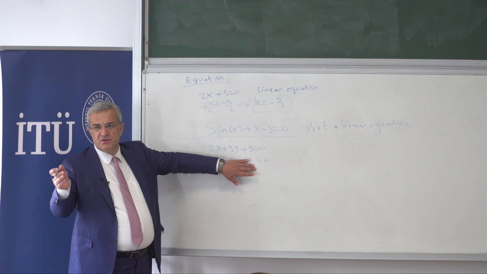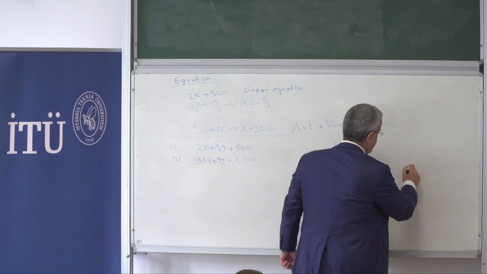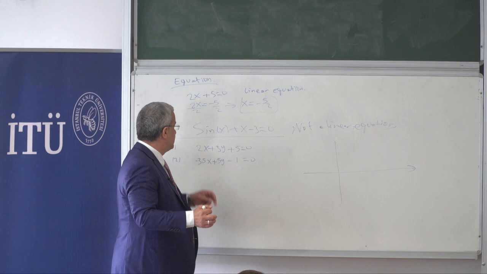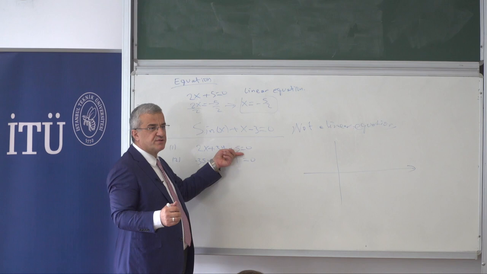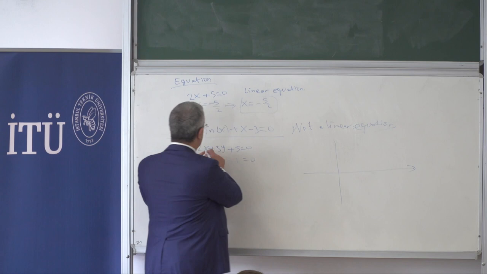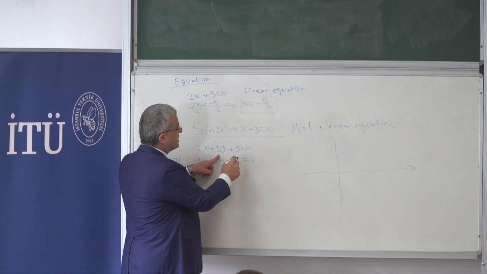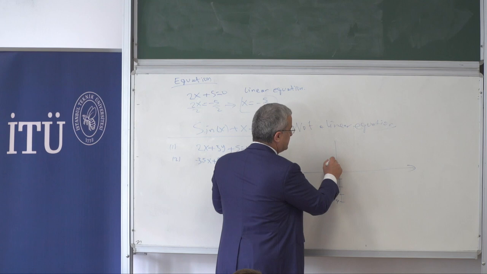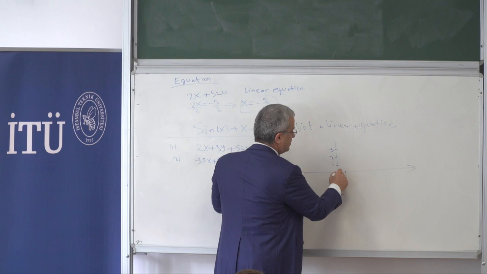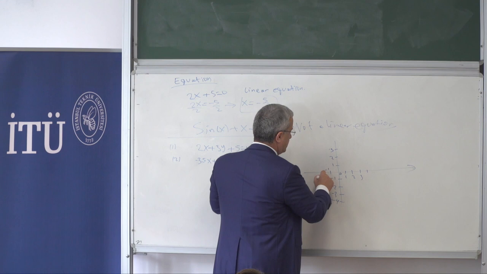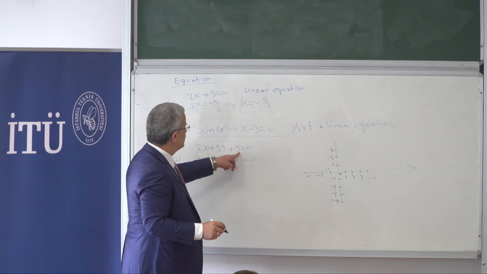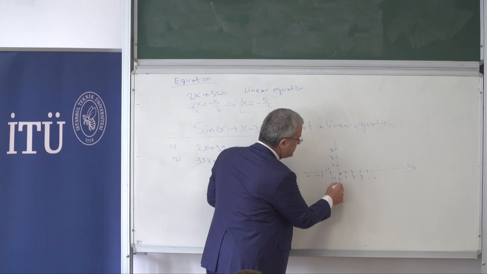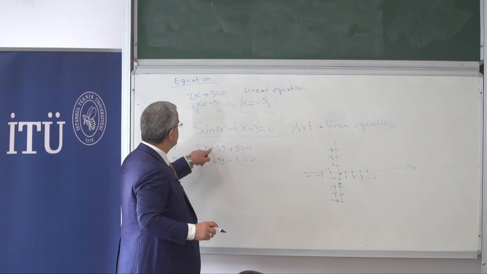When you look at this on a plane, let's look at this equation. What does it mean? How can we plot this? So we take x equal to 0. When x is equal to 0, what is y? Y is equal to minus 5 over 3, right? On the axes, we have minus 1, minus 2, minus 3, minus 4, plus 1, plus 2, plus 3, etc. So when x is equal to 0, y is equal to minus 5 over 3, which is about 1.6 something, so it passes from here. And when y is equal to 0, x is equal to minus 5 over 2, which is 2.5.